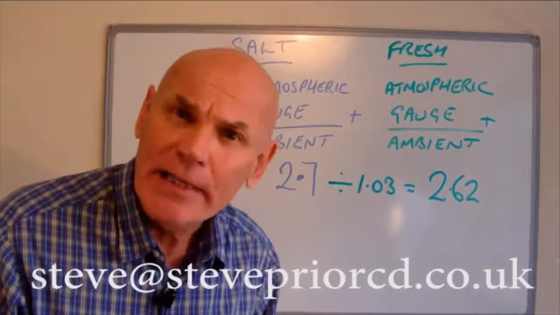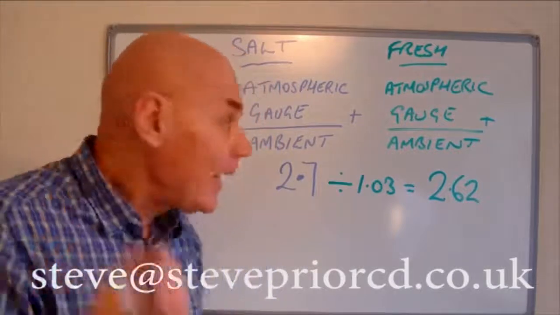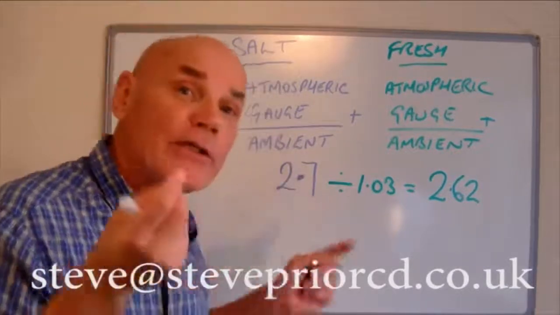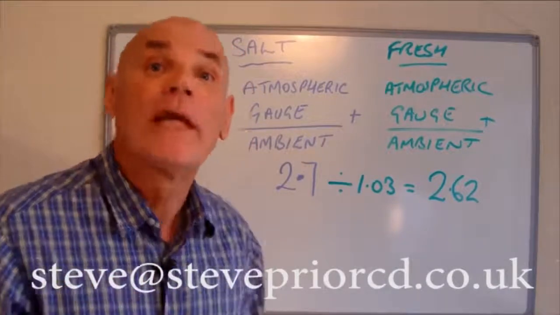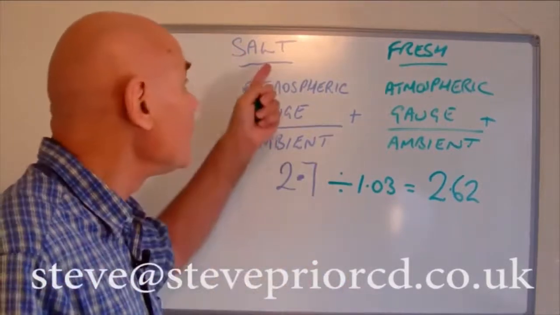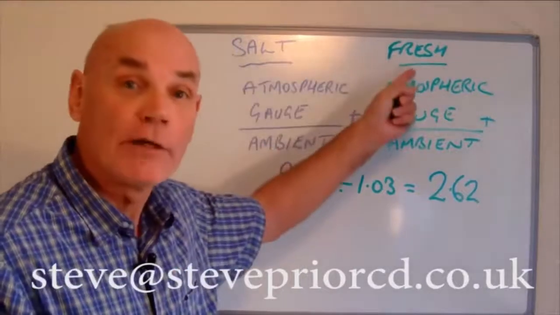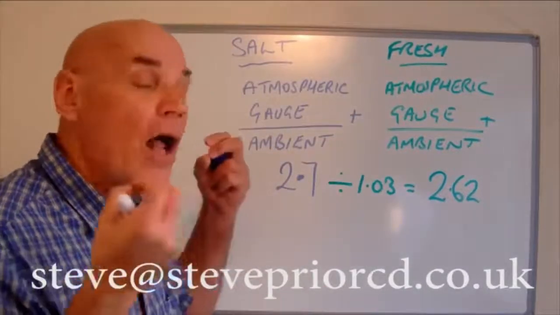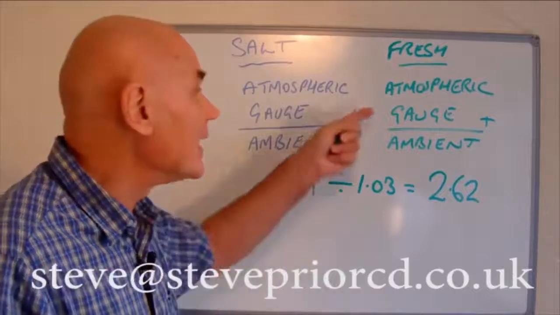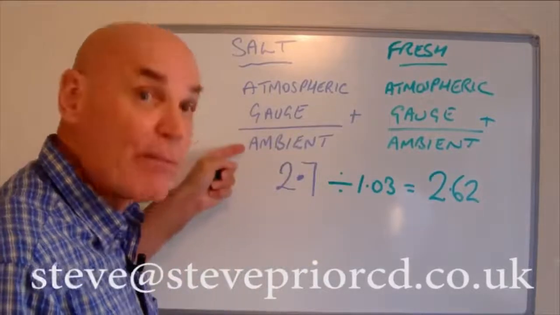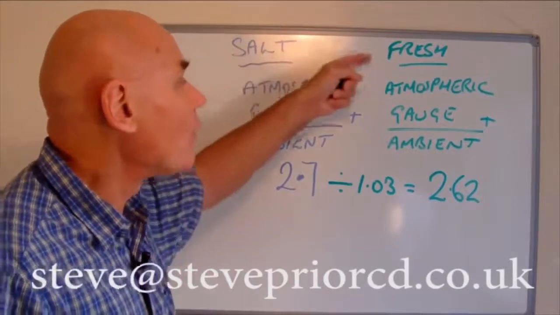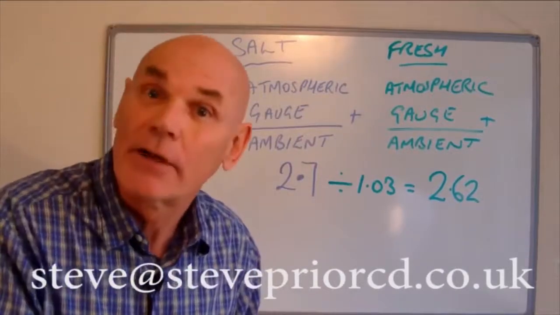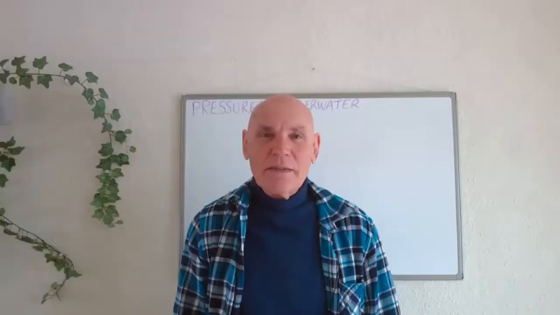So why do people get these questions wrong? Clearly, if we were asked the question, what is the gauge pressure at 27 metres of water, we can't answer the question. We need to find out, is it salt water or fresh water? So first of all, look to see what the question's asking. Is it gauge pressure or ambient pressure? And then secondly, look to see if it's in salt or fresh, because you can't answer the question without knowing that. But it's all in the question.